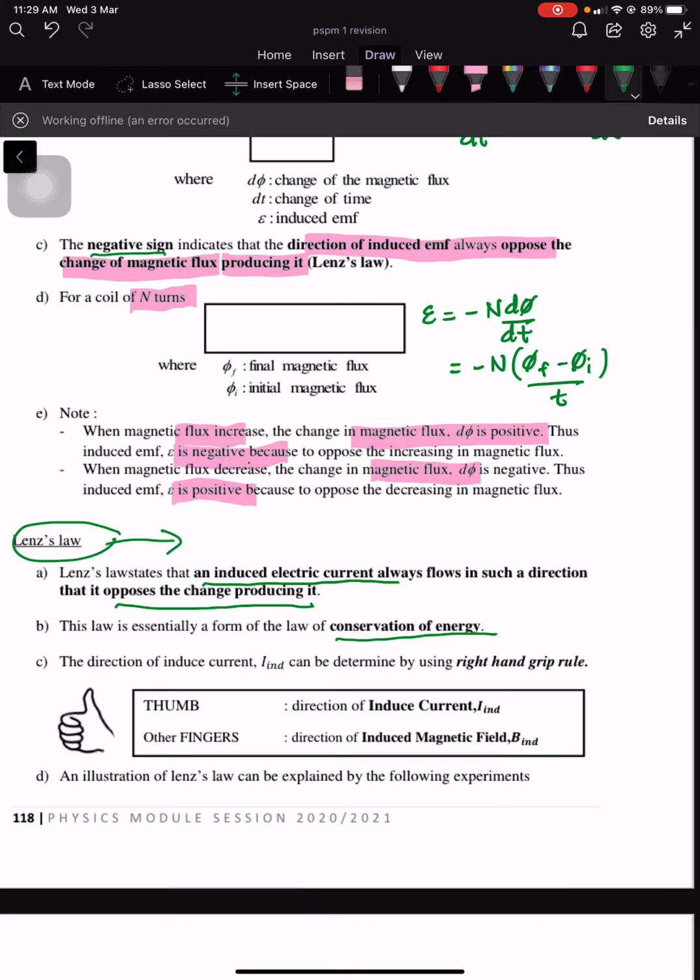So the direction of induced current can be determined by using the right hand grip rule. Now your thumb represents the direction of induced current, and the other fingers show you the direction of the induced magnetic field B.